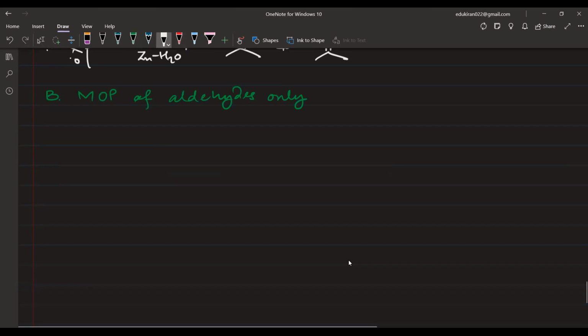Method of preparation of aldehydes only. Now in this, write number one reaction. Now this is the name reaction, Rosenmund reduction.